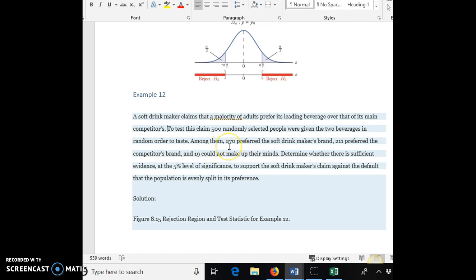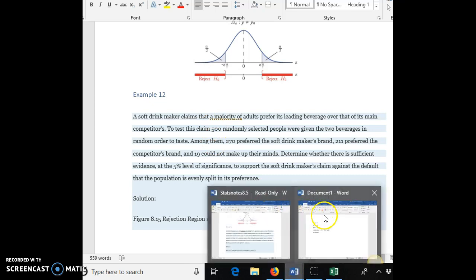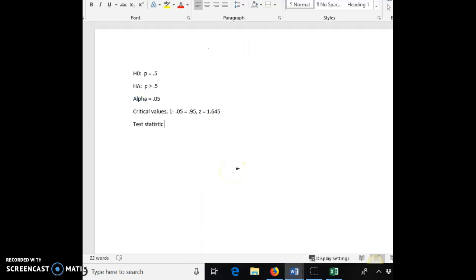And we had that 270 preferred the soft drink maker's brand out of 500 randomly selected people. So for P hat, we're always going to use the amount that preferred whatever we're talking about over the total amount that we had. So P hat is 270 divided by 500. And if we put that into our calculator, that gives us 0.54. All right, now let's do our test statistic.